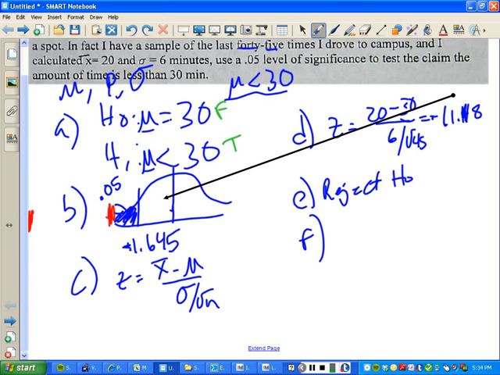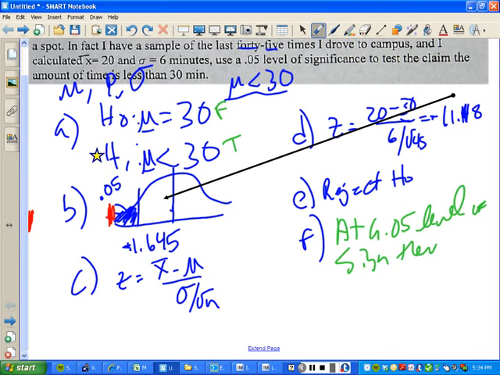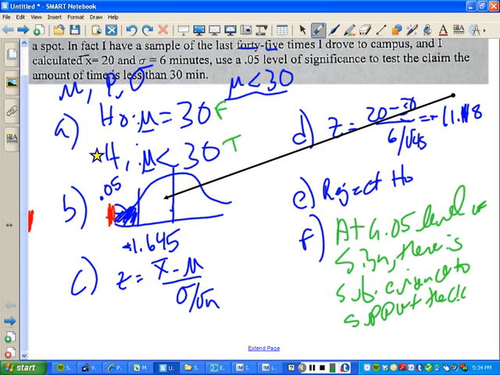Which one's the claim? This is the claim, right? So is the claim true or false? It's true. So at a 0.05 level of significance, there is sufficient evidence to support the claim that mu is less than 30.